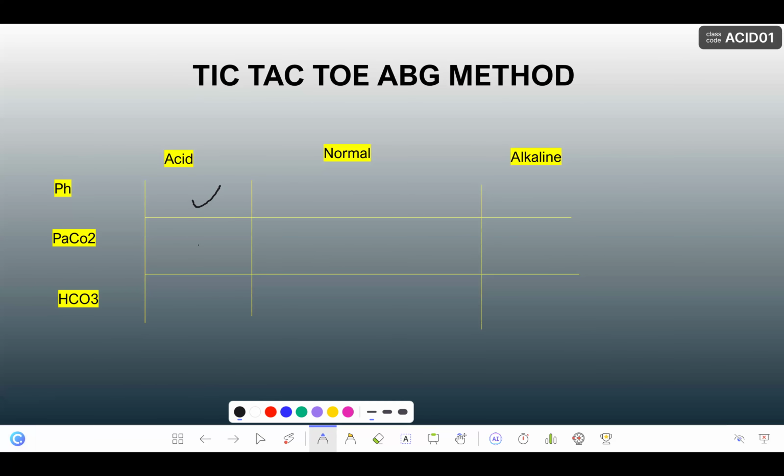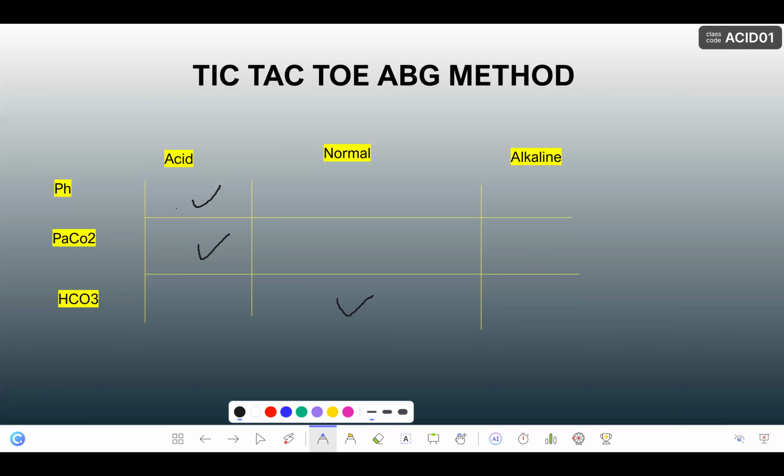So we're going to put that in our little checkbox right there under acid. And the next thing is we're going to look at our bicarb, which is 22. Now that is within range because your bicarb level should be between 22 and 26. We'll put that in the normal category right there. Okay, so now let's take a look and we can figure it out.